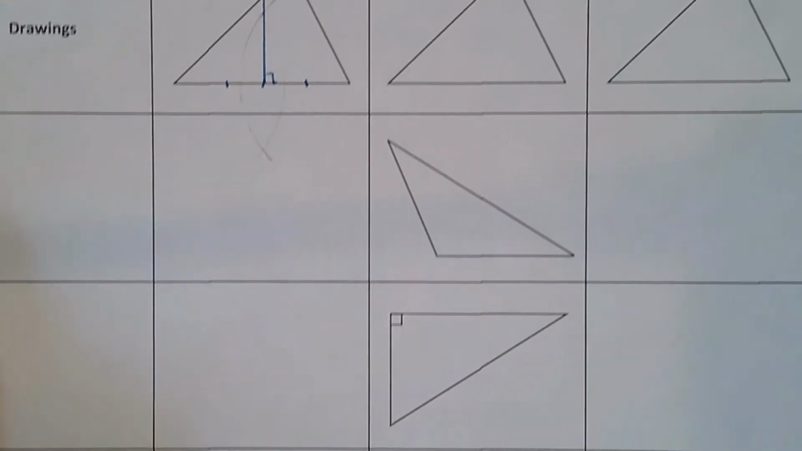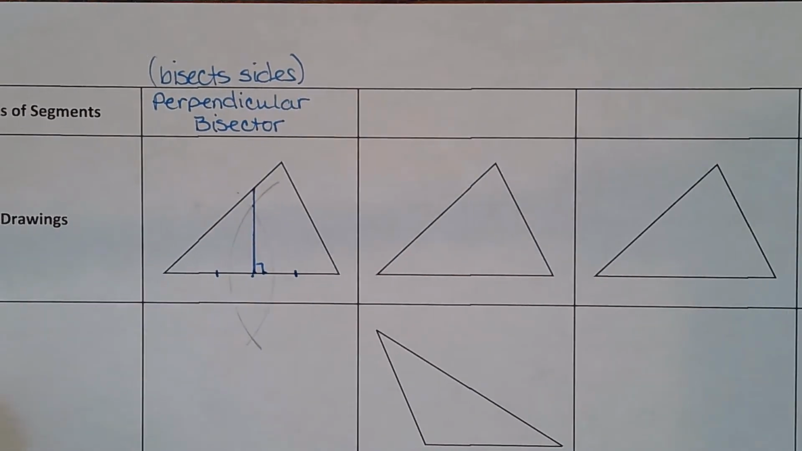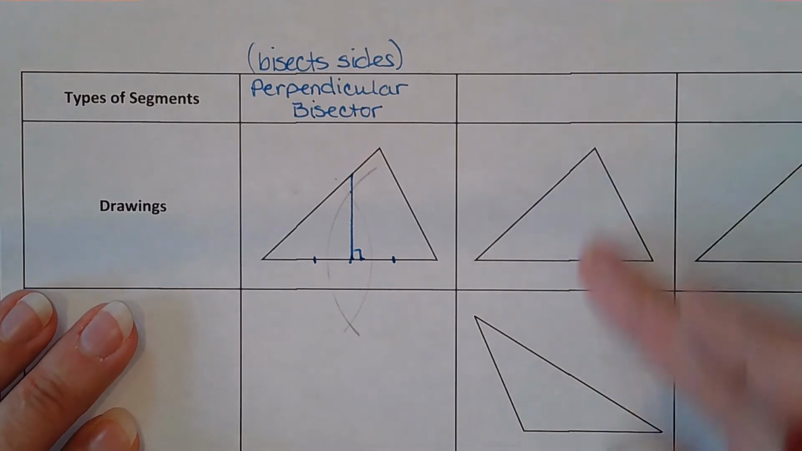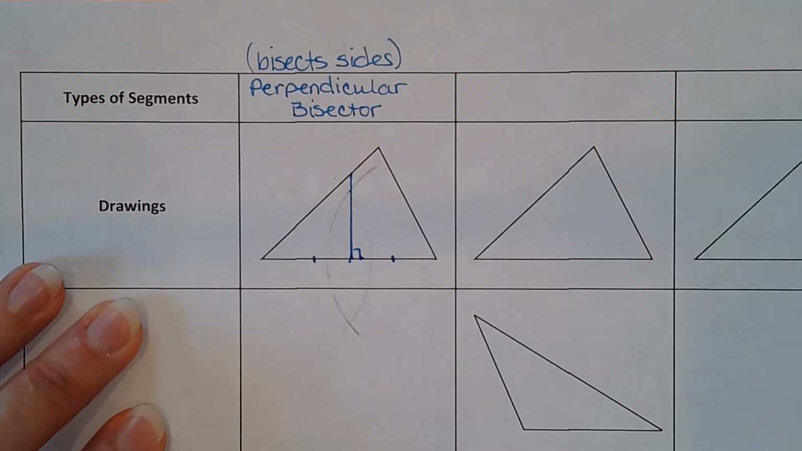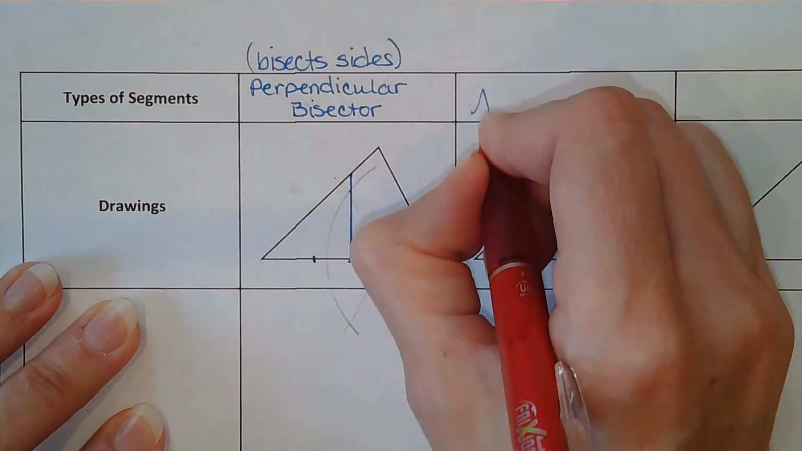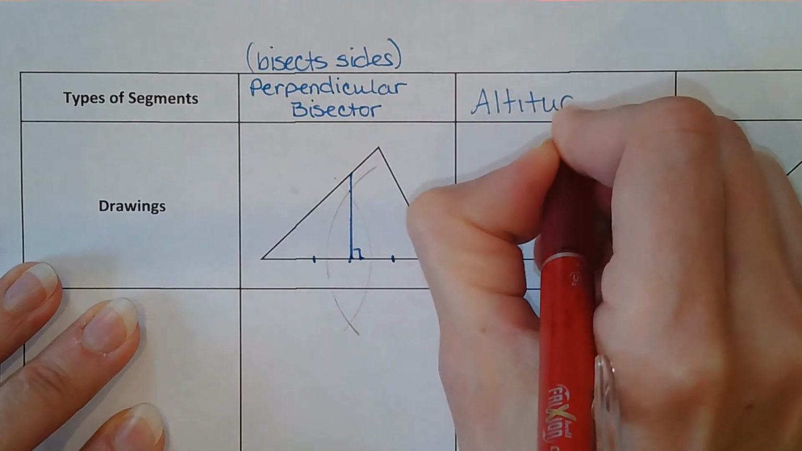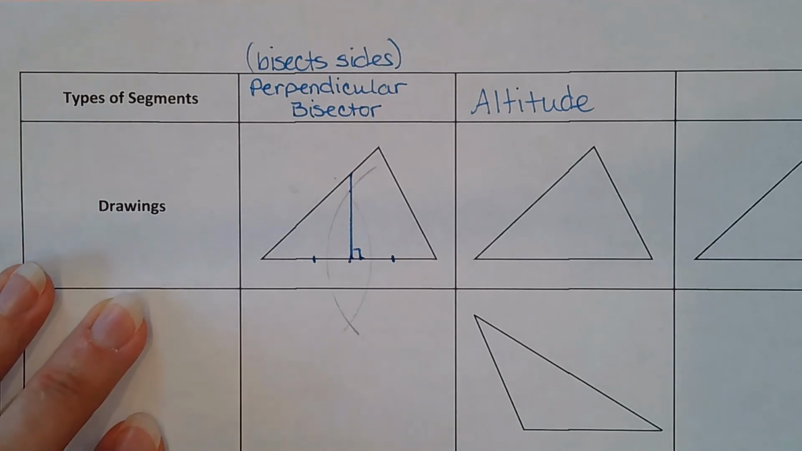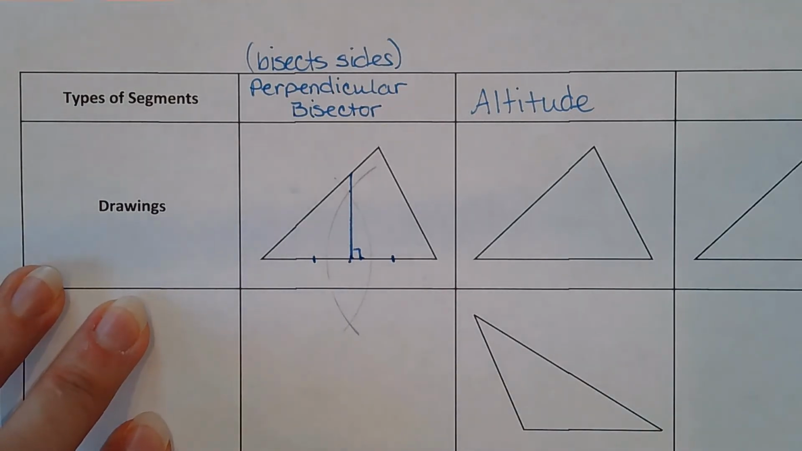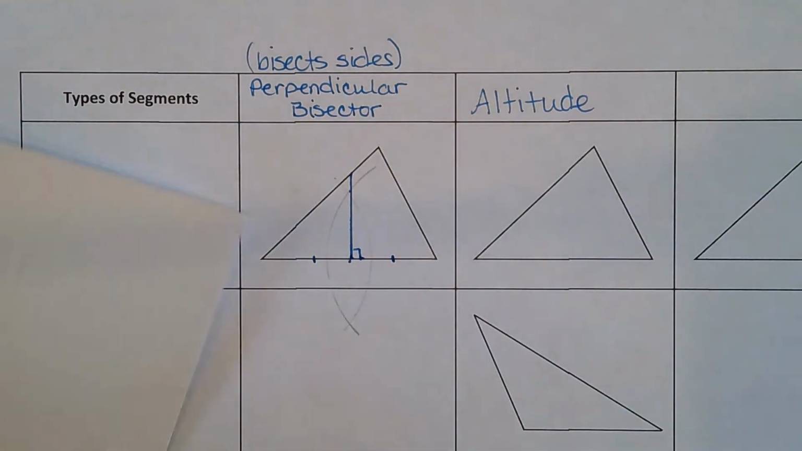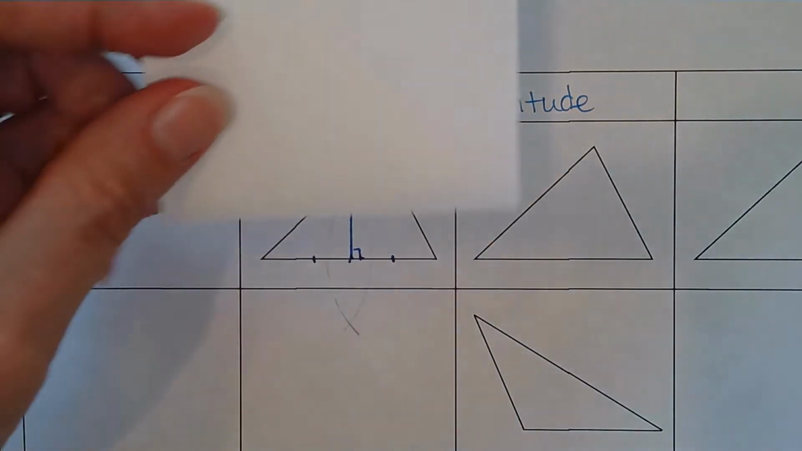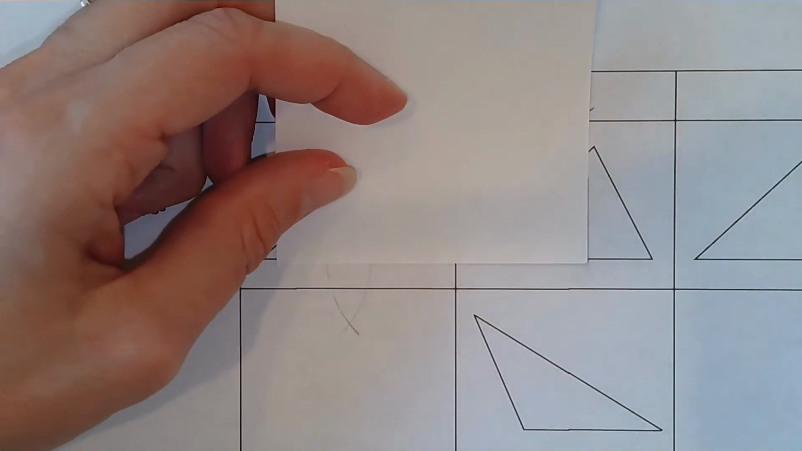Okay, now we're going to come up to our second type of segment. We're going to work on the second column here, and we are going to talk about altitudes. For an altitude, the best thing to help you make your altitudes is a note card.